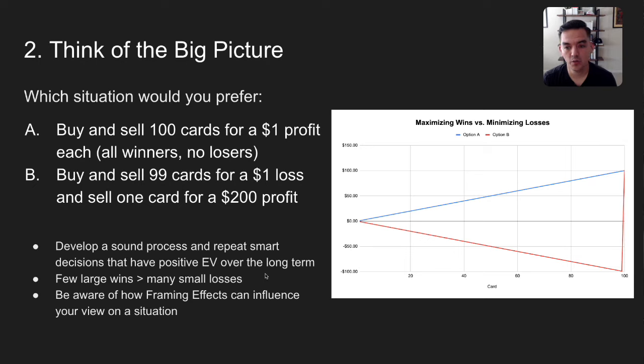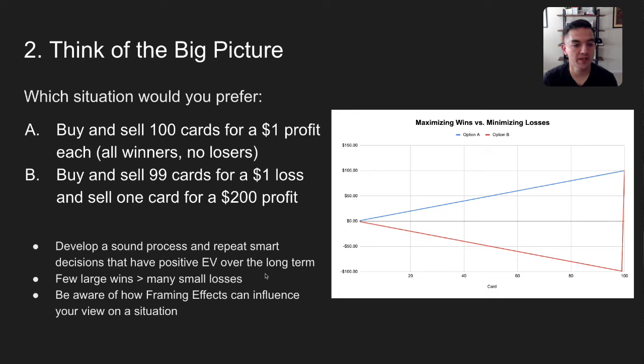So this is obviously not a trick question, and I graphed it out over here on the right, but in option A, you make $100. You profit $100. In option B, you profit $101. Now, obviously, this is a simplified example, but it's meant to highlight that you don't need to make money on every card you buy to be successful and to build capital. And in fact, it's often better to realize when you won't make money on a card so that you can sell the card, take the loss, and then reallocate that capital into a better return on investment opportunity.